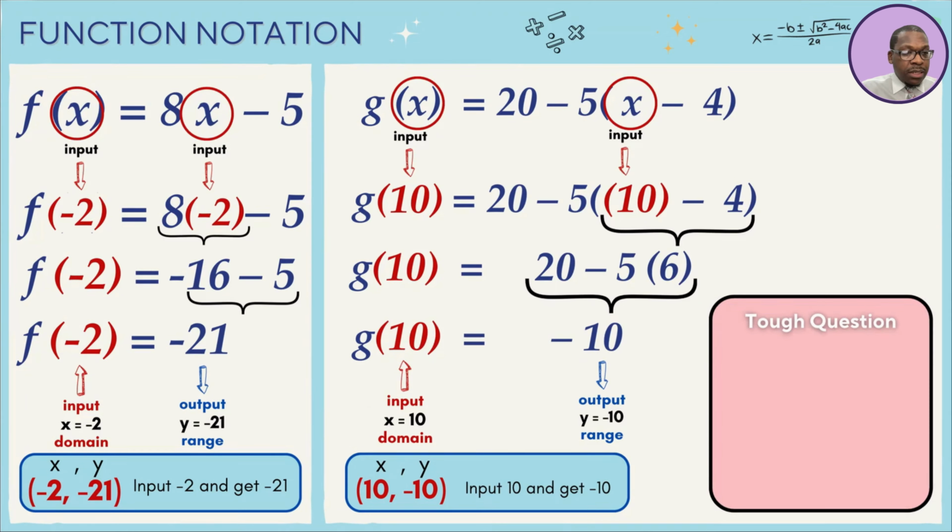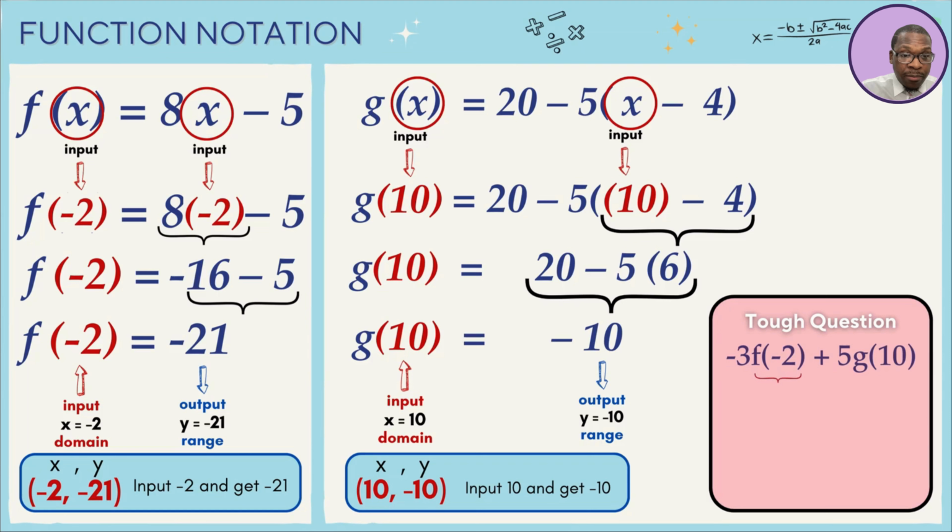Just to see if we understand this, let's go over a very tough question. -3f of -2 plus 5g of 10. When you see that problem, it's going to look tough at first. You're going to see it and you might not have a clue on earth what to do. But if you follow me, I guarantee you're going to know what to do.